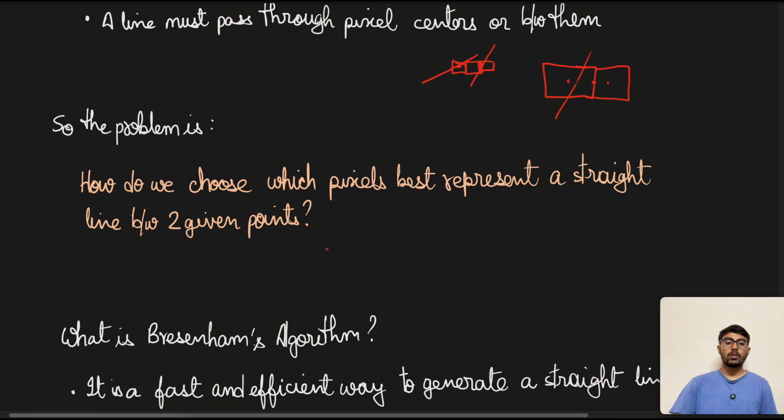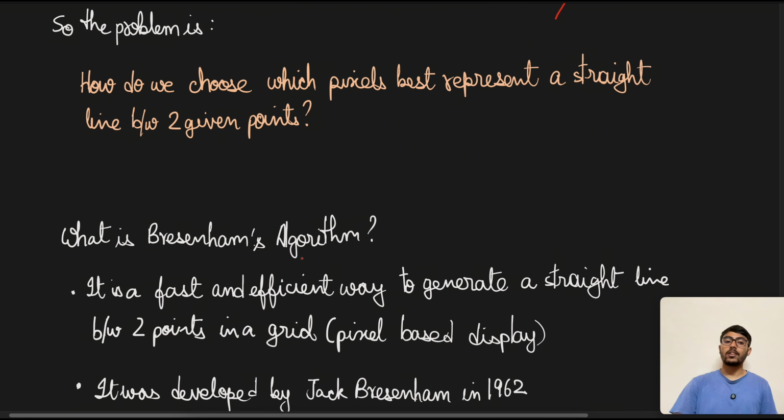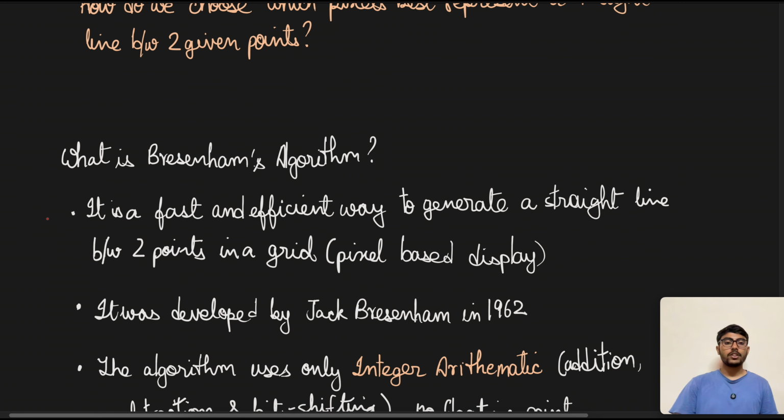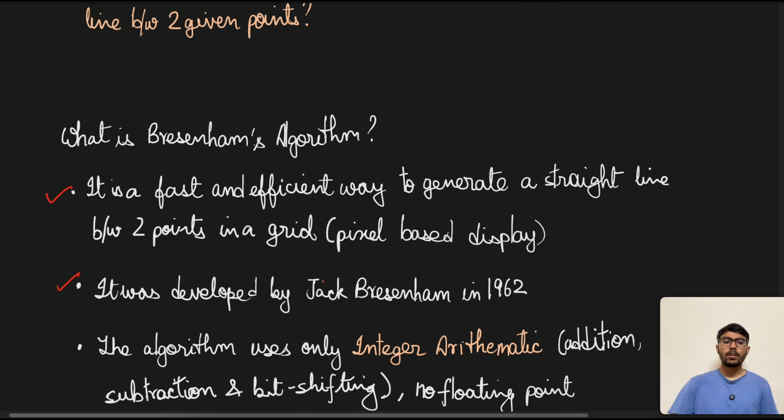Okay. So in order to do that, we'll have the algorithm. This is a fast and efficient way to generate a straight line between two points in a grid scenario, right? So pixel based display. Now this is obviously an example, but the same idea or intuition can be applied elsewhere, even in real world scenarios where we have discrete coordinates and we want to frame a line in that. This was developed by Jack Bresenham in 1962, just a trivia.